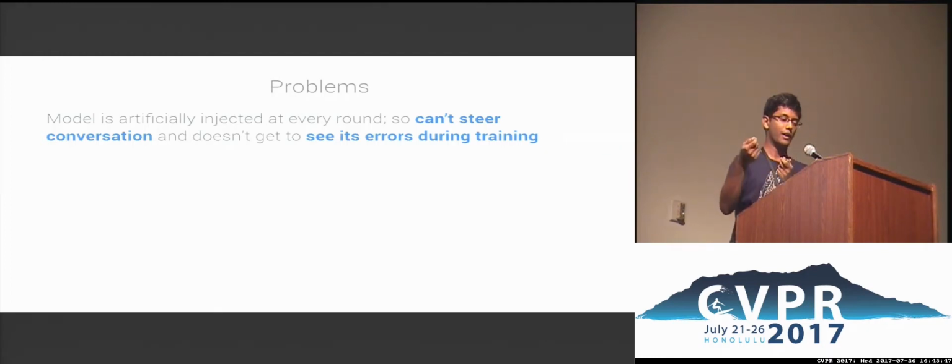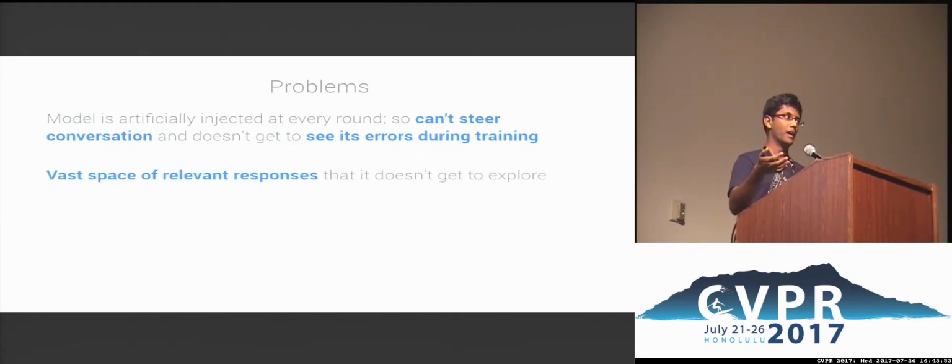So it doesn't get to see its errors during training, so it doesn't get to steer the conversation. And another limitation of this sort of training in a supervised learning paradigm is that there's a vast space of relevant responses to each question, and it only gets to see one. It's only trained to maximize the likelihood of one that's in the data set, right? So ideally, we want these models to be able to see the errors they make during training, to be more robust and to better explore this vast space of relevant responses.